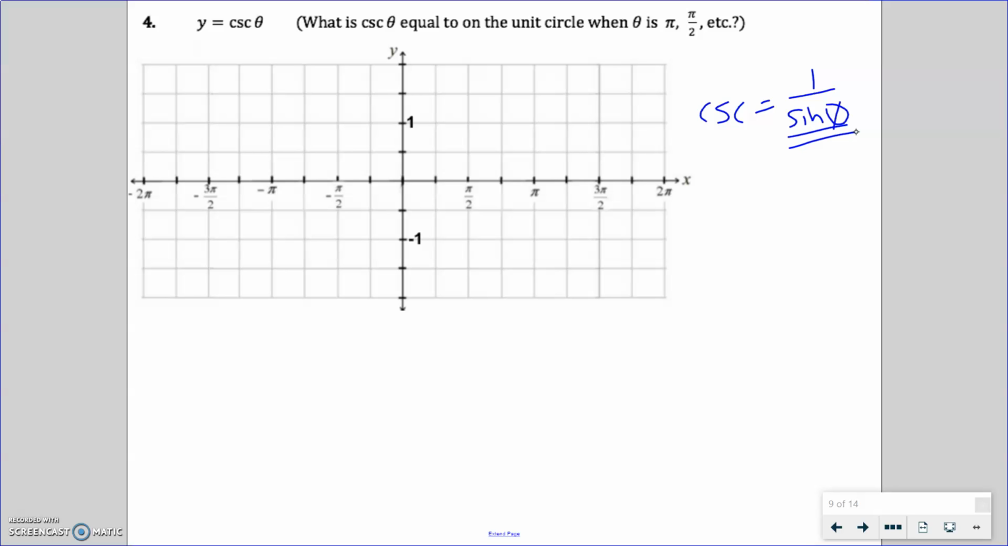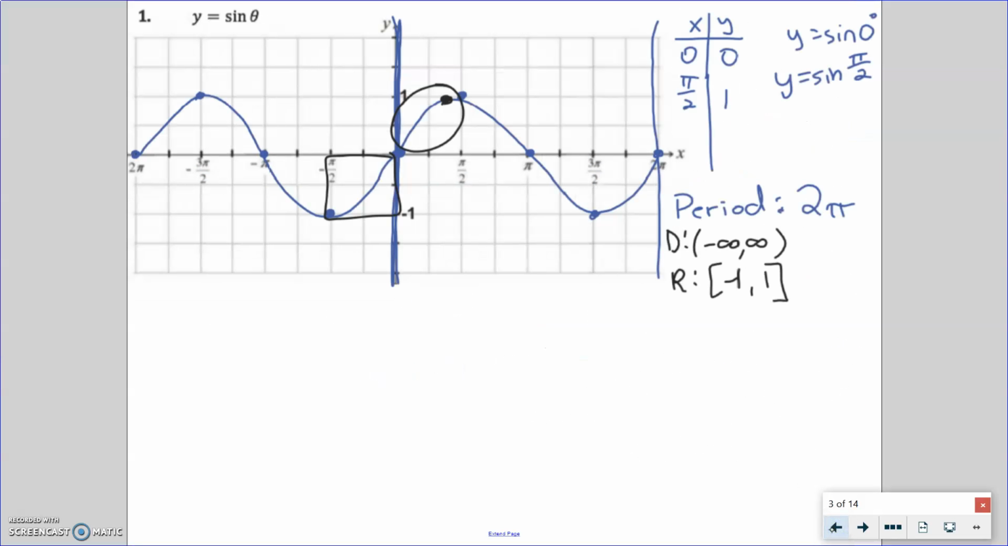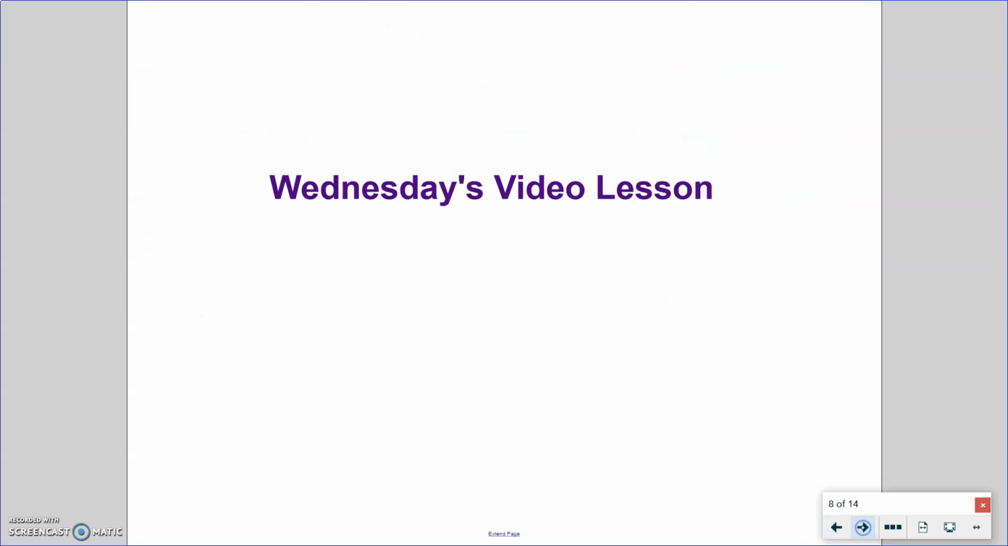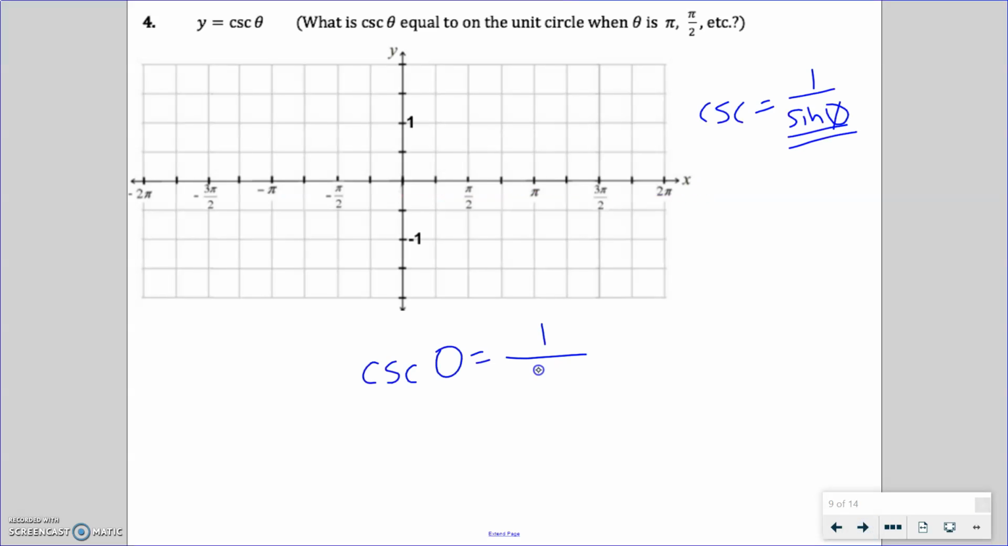So for example, if I want to find cosecant of 0 degrees or 0 radians, it's going to be 1 over whatever the answer was for sine. If I go back to where the answer was for sine, sine of 0 was 0, right? So cosecant of 0 is undefined, which means there's going to be an asymptote right there.